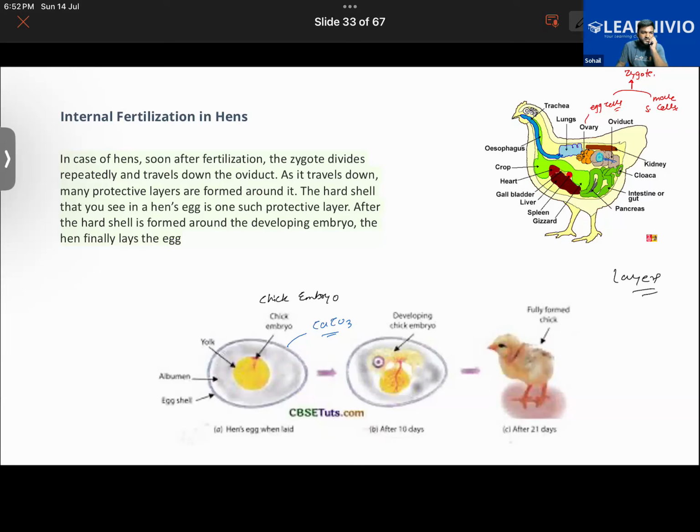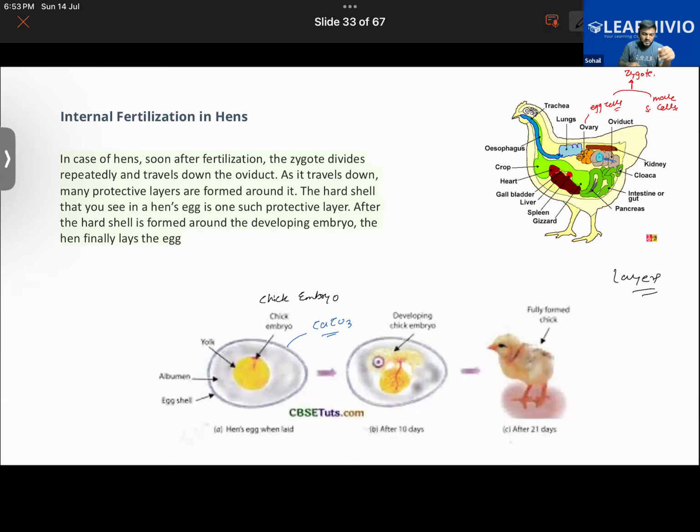So hope that answers the question, right? In the case of fertilization in the hen, we learned that the zygote would be dividing repeatedly and would travel down into the oviduct, where it would be stored for some time until the hen releases the egg. Once a hard protective covering has developed around the egg, the egg is released by the hen.